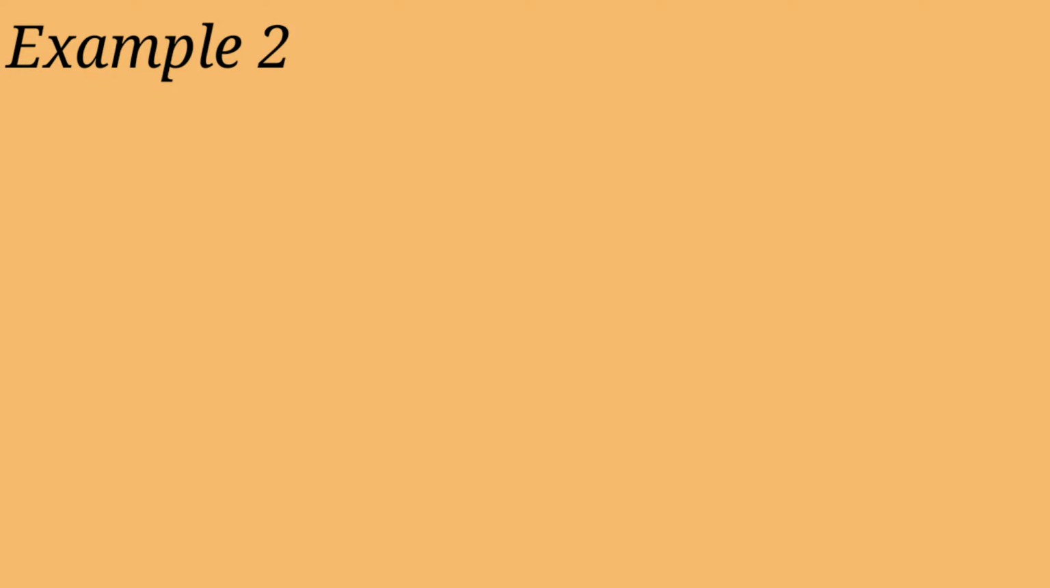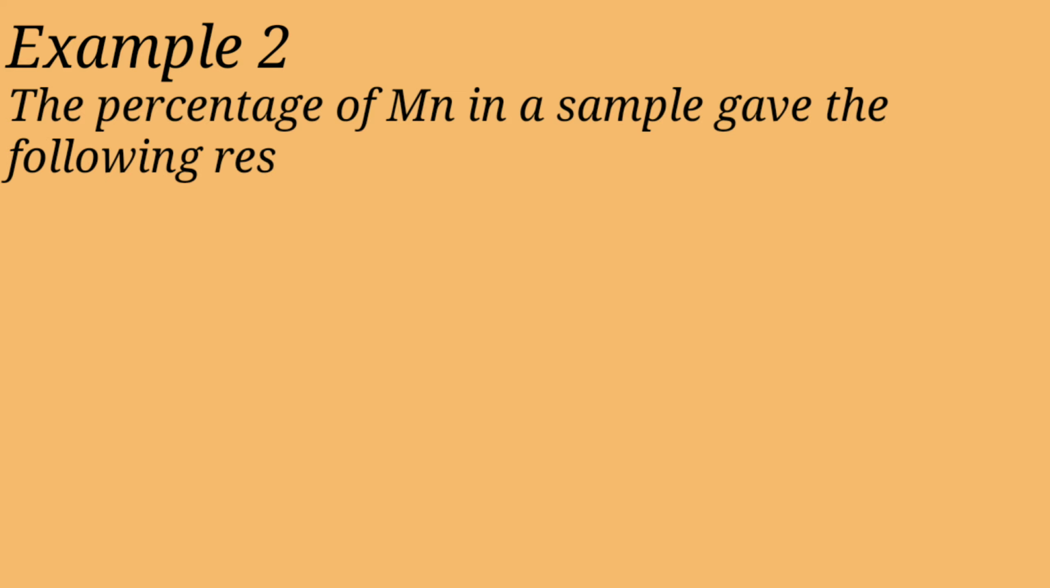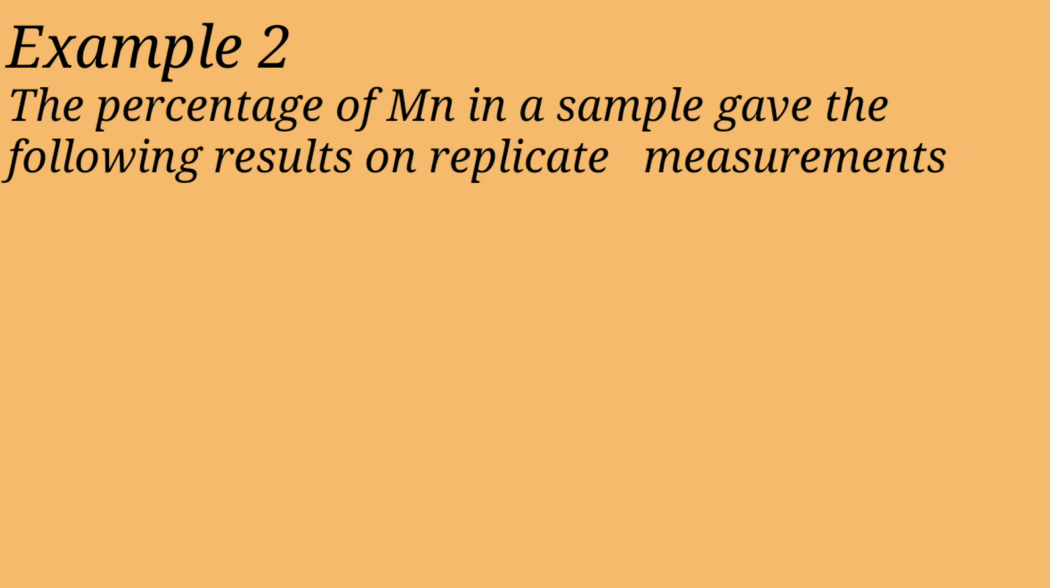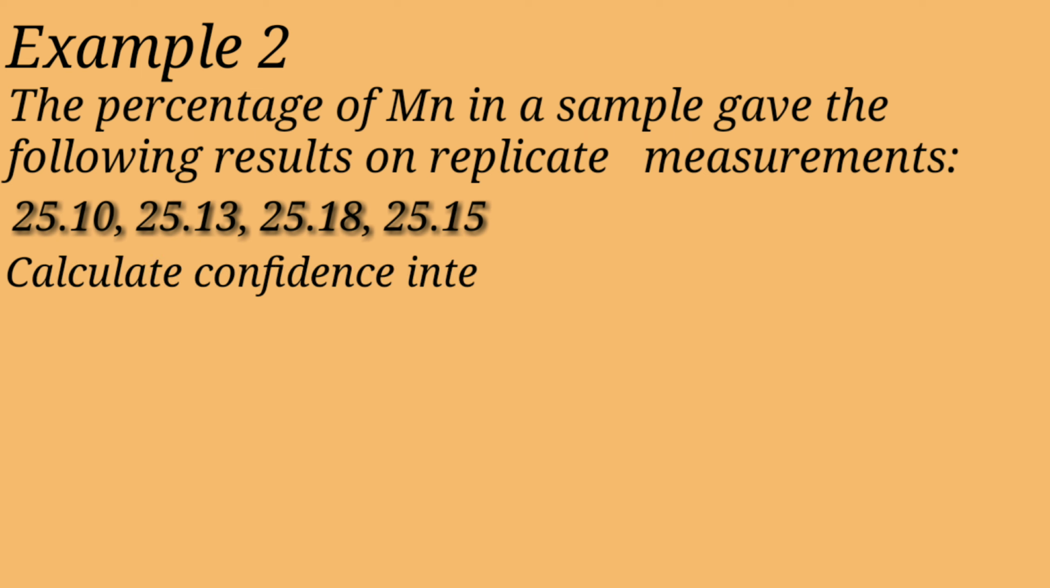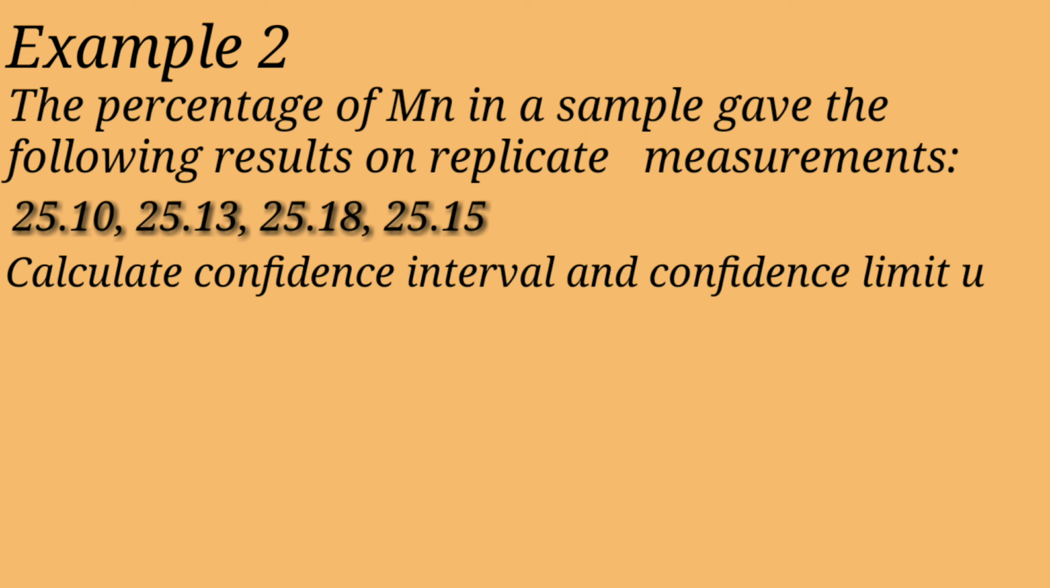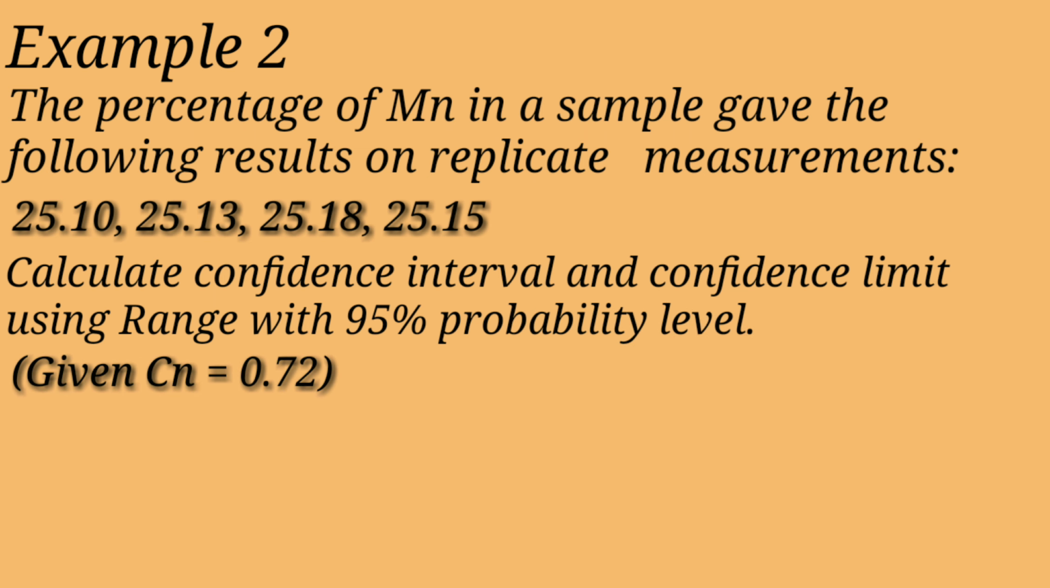Now, let us see the second example. The percentage of manganese in a sample gave the following results on replicate measurements. Calculate confidence interval and confidence limit using range with 95% probability level. So here the value of Cn is provided, that is 0.72. So let's see the solution.